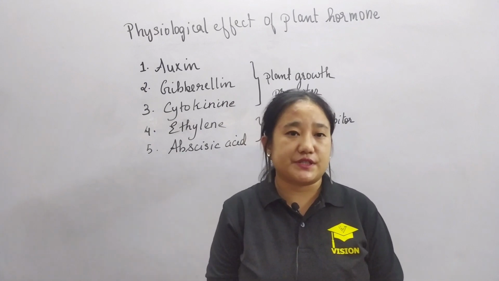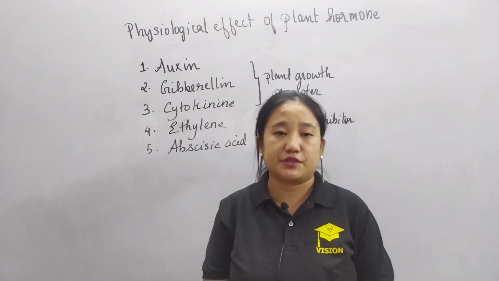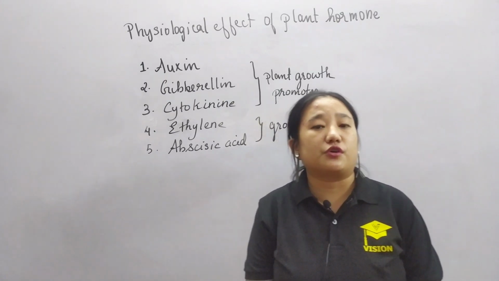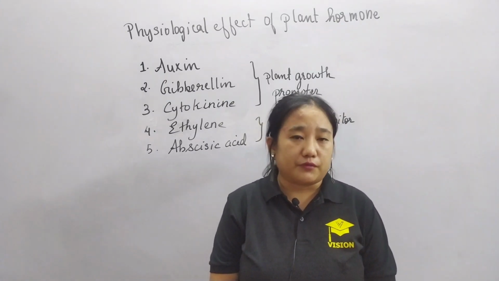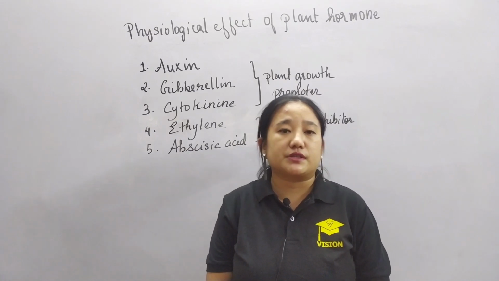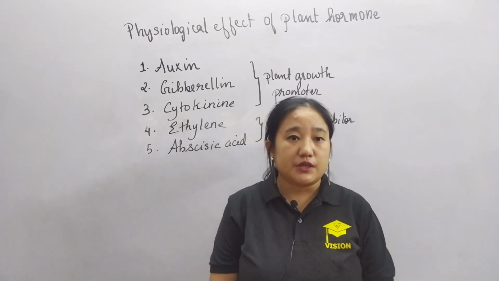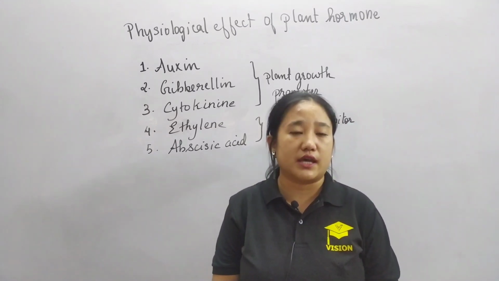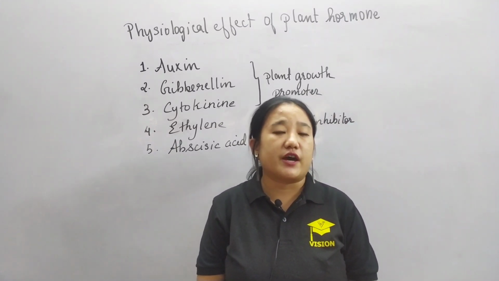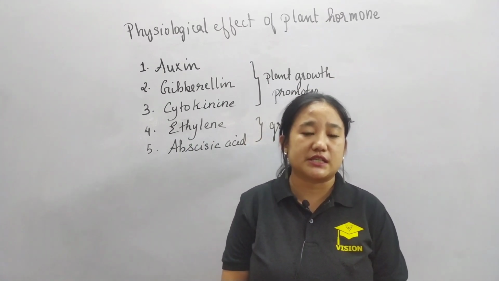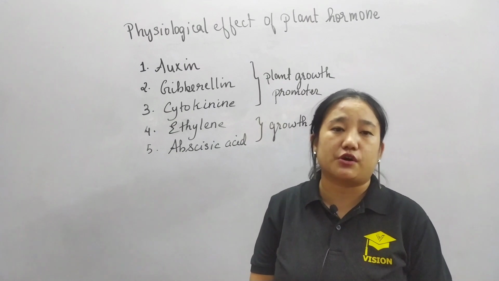This is a quick buy series, and this series will be discussing the physiological effect of plant hormones. We know that the growth and development of the plant is regulated by a number of chemicals, and these chemicals are usually produced in small amounts. So these chemicals are called plant hormones, or commonly phytohormones. There are 5 plant hormones that have been discovered so far, and these 5 hormones have been classified into 2 types based on their function.